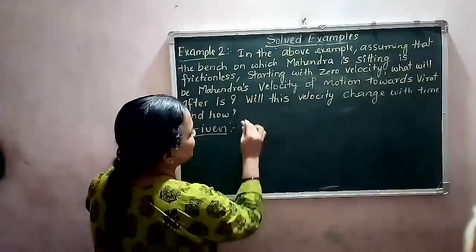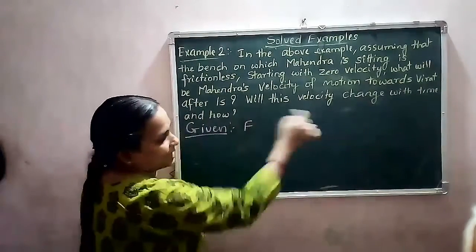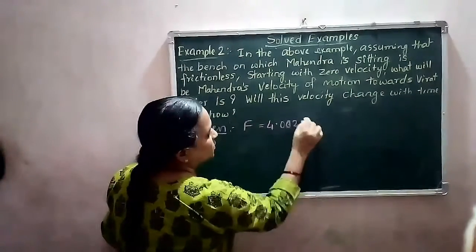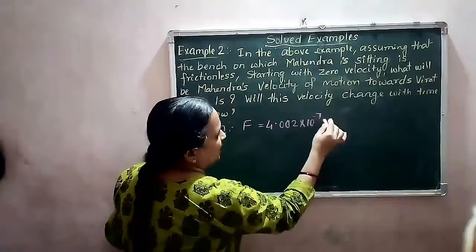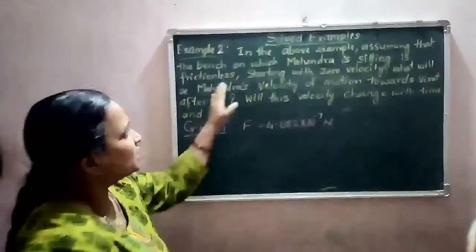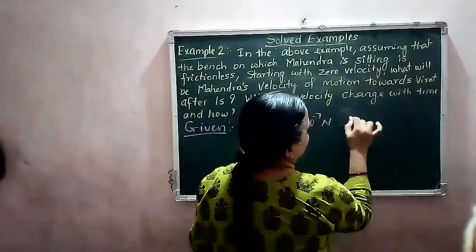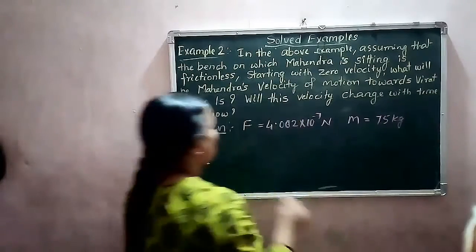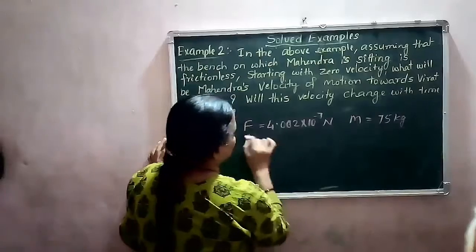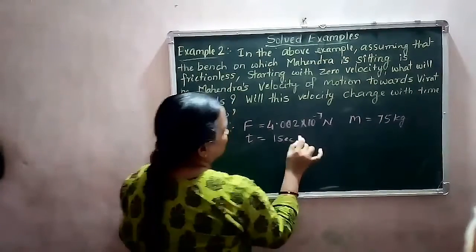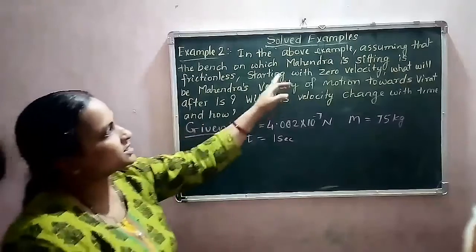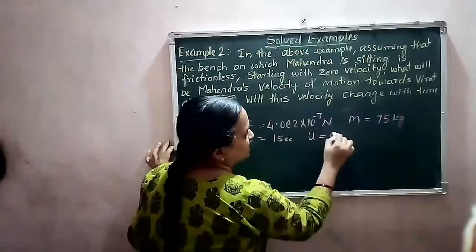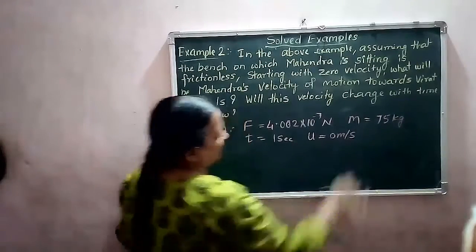From the above example, we know that the gravitational force between Mahendra and Virat, that is F, is equal to 4.002 into 10 power minus 7 Newton. Here, the mass of Mahendra M is given as 75 kg and time T is given, T is equal to 1 second. Then, starting with zero velocity, initial velocity u is given as 0 meter per second.